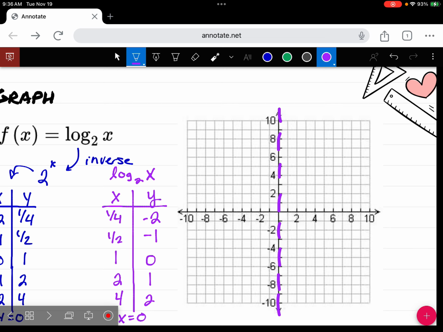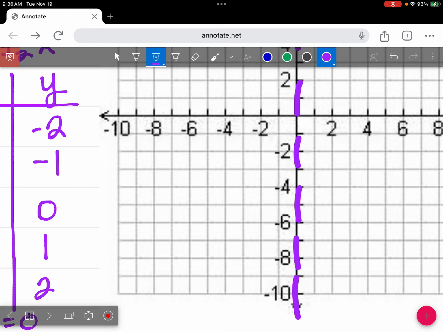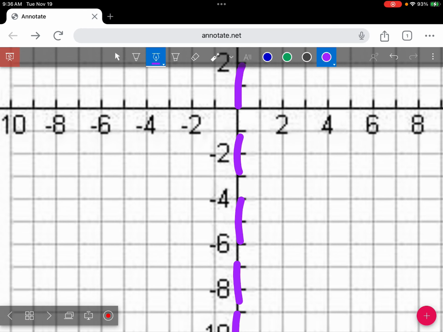It's going to be like that. And we're going to plot up our points. And we're just going to have to be careful because my x is 1/4. My y is -2. I'm going to get a different color. My x is 1/2. My y is -1. X is 1, y is 0. 2, 1, and 4, 2.